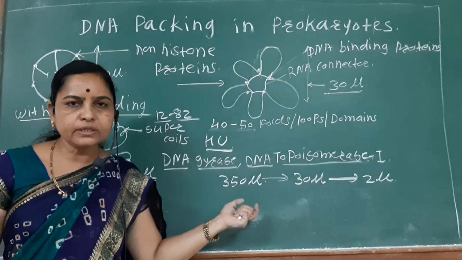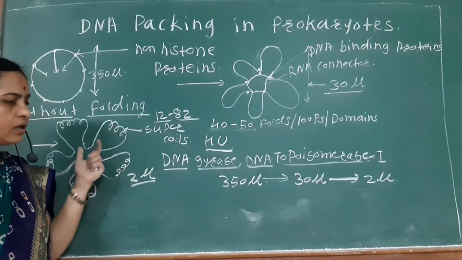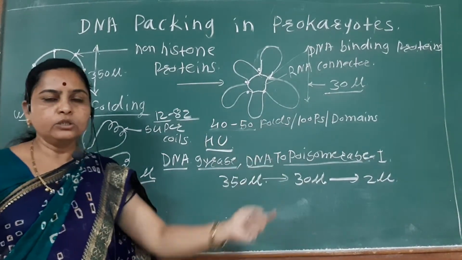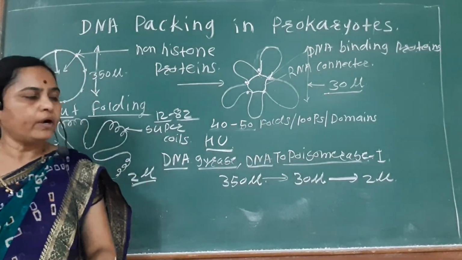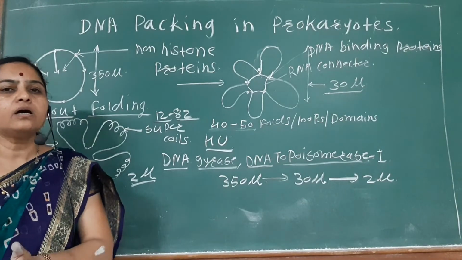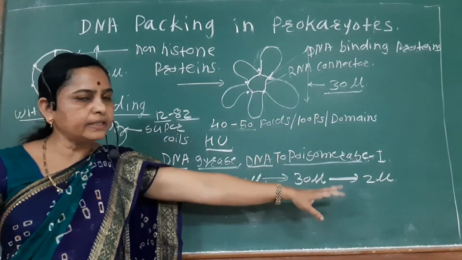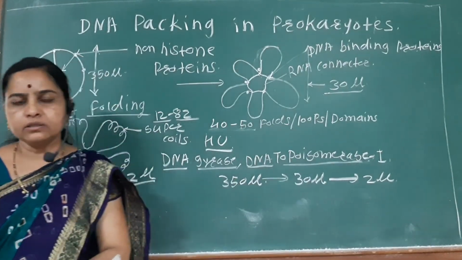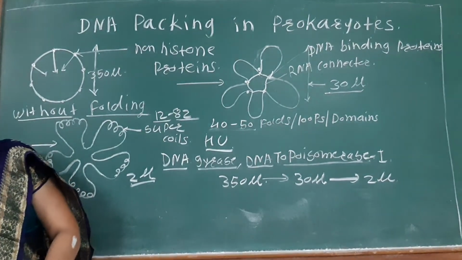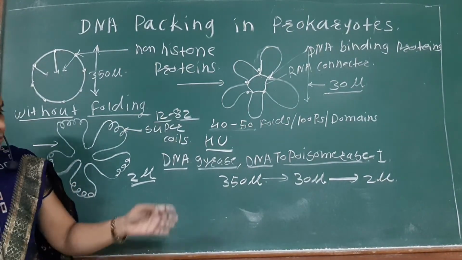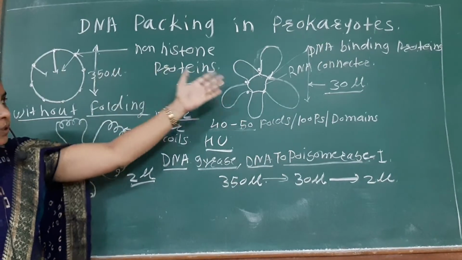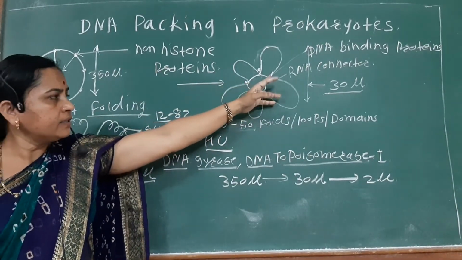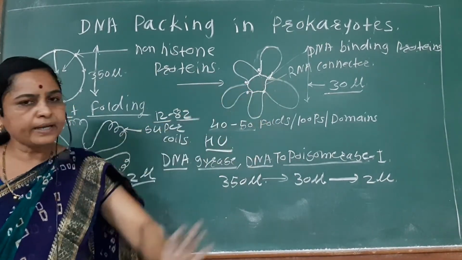And this reduced DNA is known as the nucleoid or the supercoiled DNA. It is the nucleoid and this DNA is accommodated into the smaller cell. So see, if we look at the folding of the DNA, these folds are joined by the RNA connector.